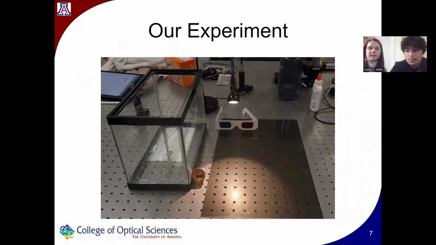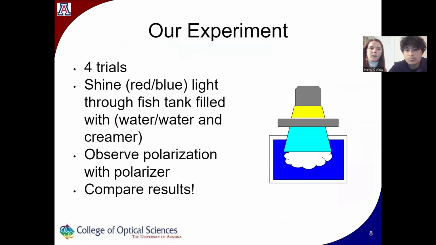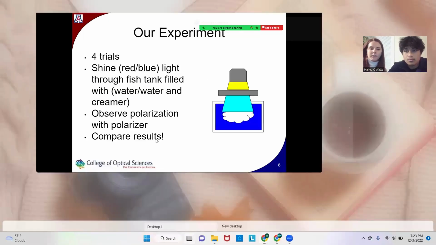So for our experiment, we used a fish tank, some water, a white light source, a polarizer, coffee creamer, and 3D glasses that we used as the blue filter and the red filter. So we had 4 trials, one with the blue filter, which was without any coffee creamer and just the water, and with coffee creamer. And we did the same thing for the red. We observed polarization between the blue filter without the coffee creamer and with the coffee creamer, and then we also observed the difference in polarization between the blue and the red filters.